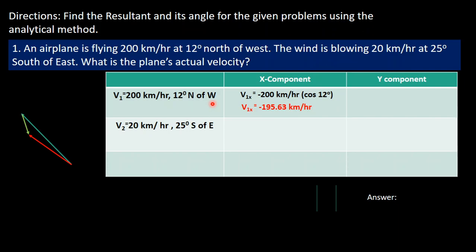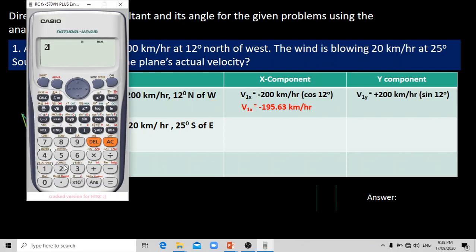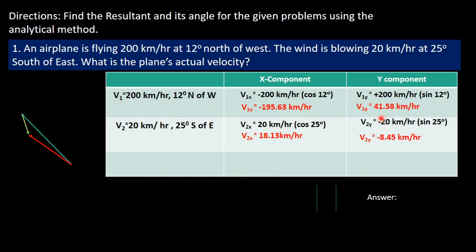So let's get the calculator here. So we have 200 sine 12. And then we get 41.58233816, or this number. Round it off to 2 decimal places. Do the same with velocity number 2. So we are done looking for the components for v1 and v2.